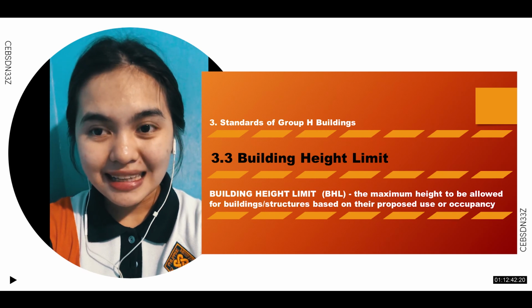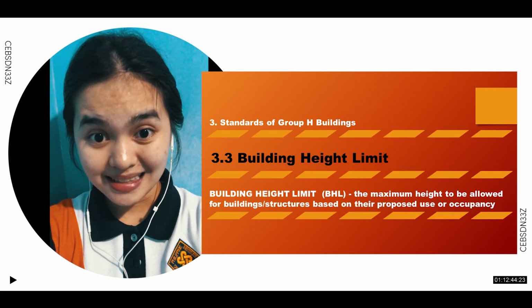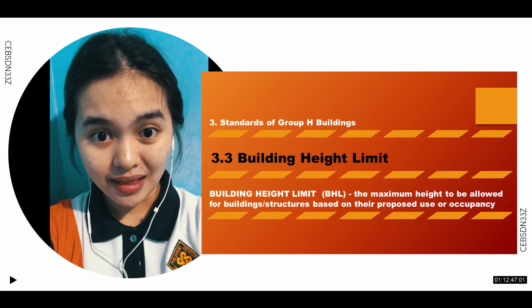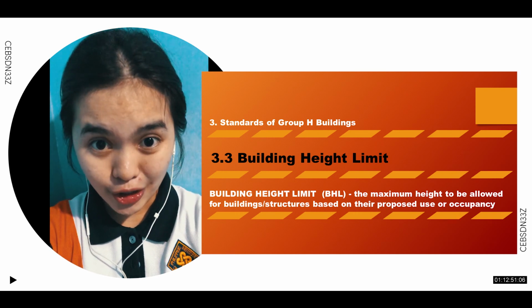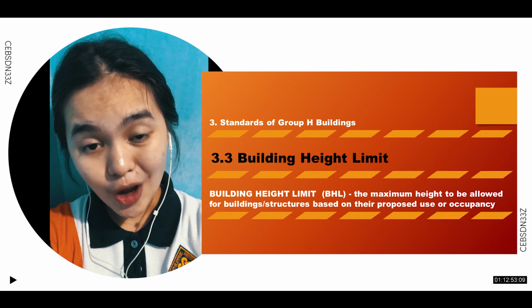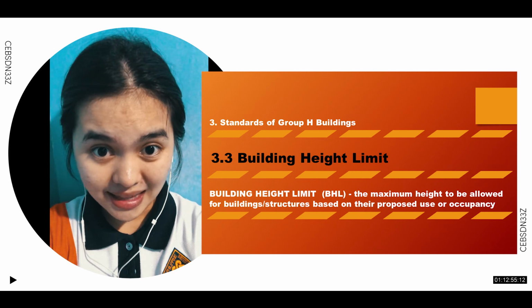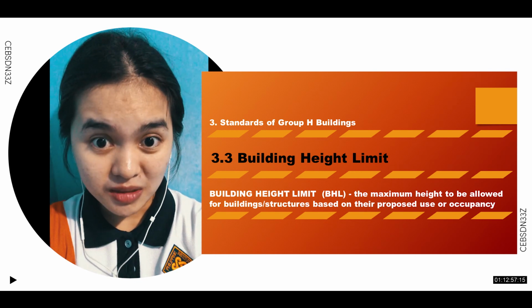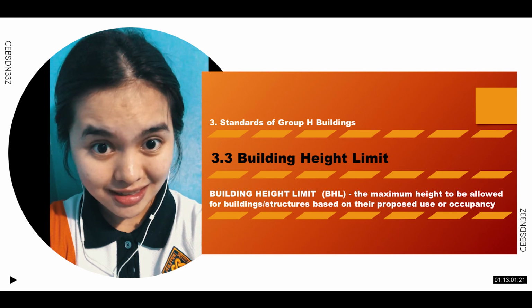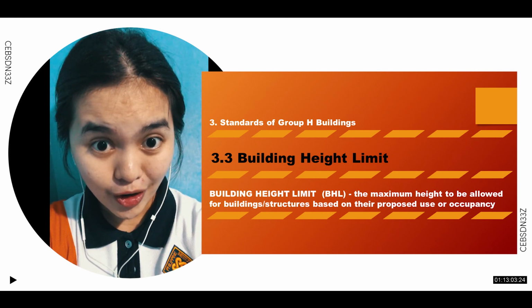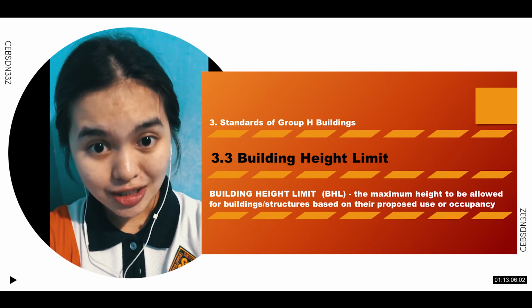Three point three, building height limit. It is the maximum allowed height limit of the building based on its use or occupancy. In Section 707, the maximum height limit should be dependent on its occupancy or character of occupancy and its construction.